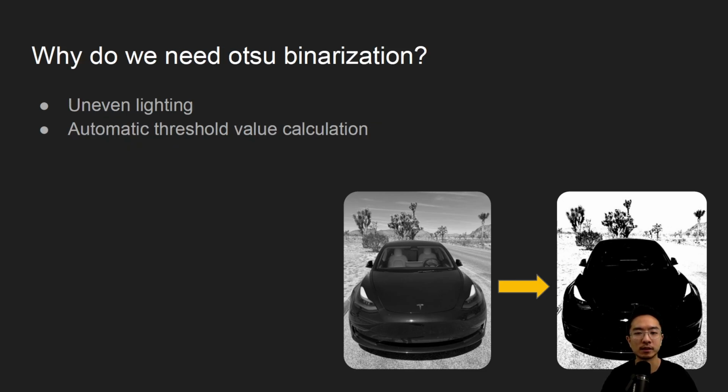So why do we need Otsu? The main reason you might need it is for uneven lighting, but more so, it's an automatic way to threshold. Sometimes you might not know the exact threshold value for your picture and you need some automatic way to do it. This might be the way for you.